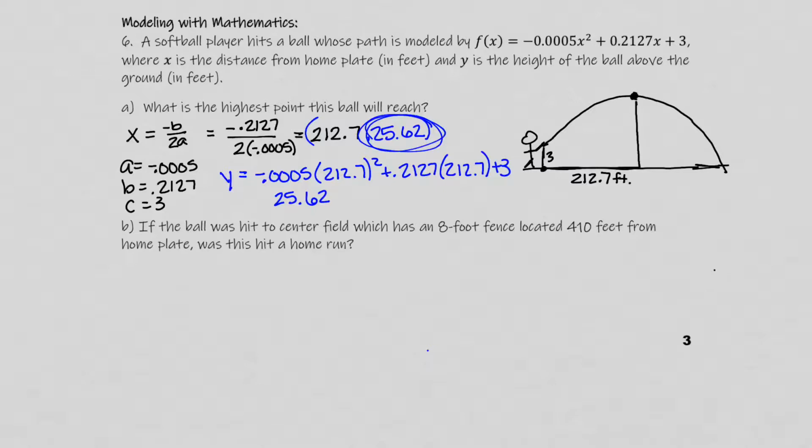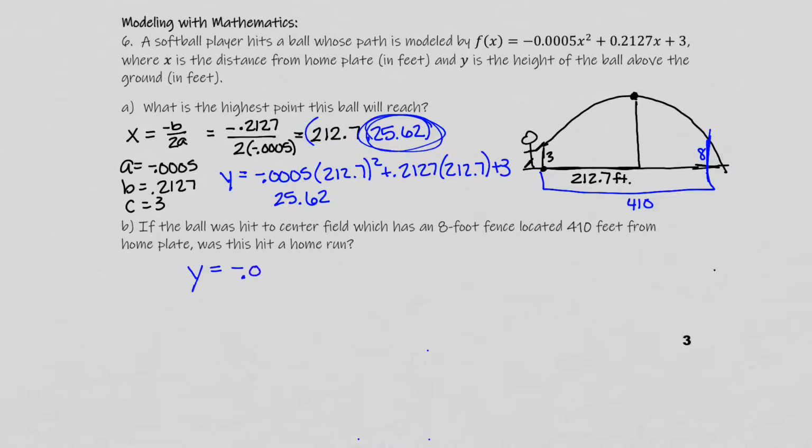All right, so this is part B. If the ball was hit to center field, which has an 8-foot fence, so we're going to say there's an 8-foot fence out here, and it's located 410 feet from home plate, was this hit a home run? We really need to know at 410 feet, did it clear the fence? So I want to know the height, which is y, when x is 410.